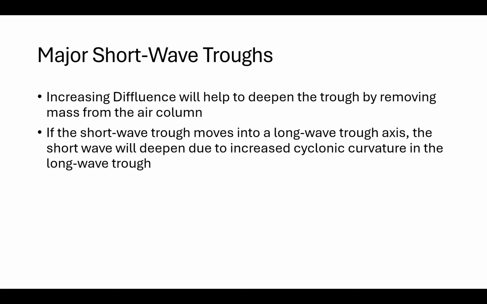Diffluence will help to deepen the shortwave trough by removing mass from the air column. If the shortwave trough moves into a long wave trough axis, the shortwave will deepen due to increased cyclonic curvature in the long wave trough.